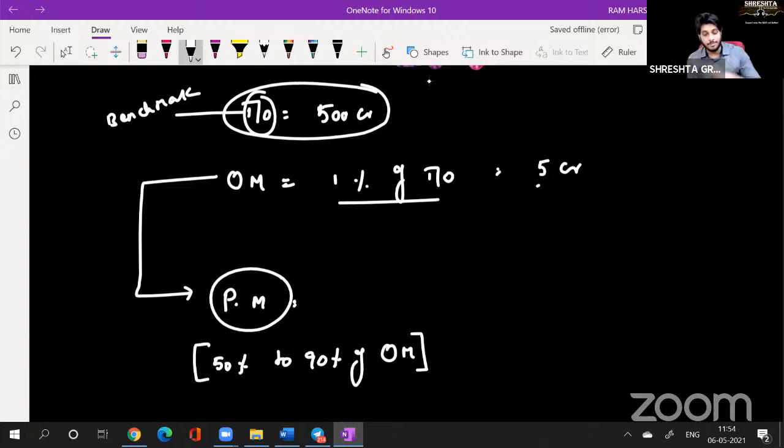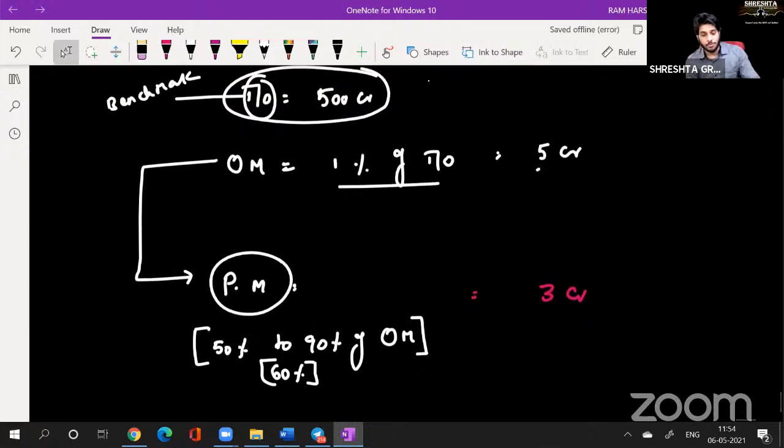50% to 90% of the overall materiality. So let us assume we are fixing at 60%. 60% means what? 3 crore. What is performance materiality? 3 crore.